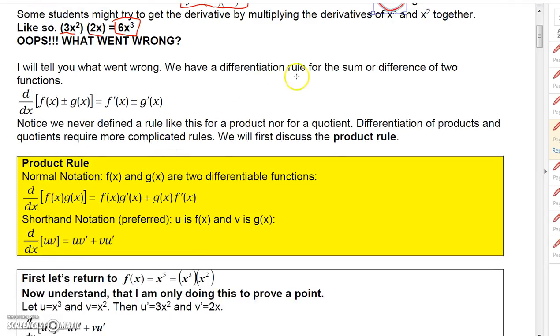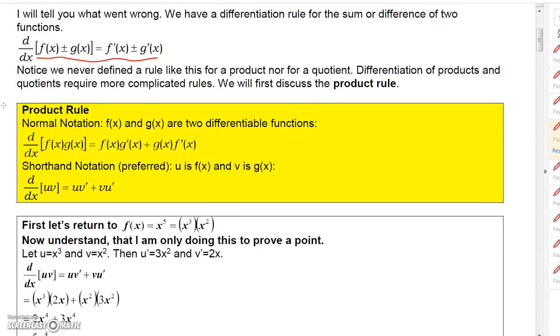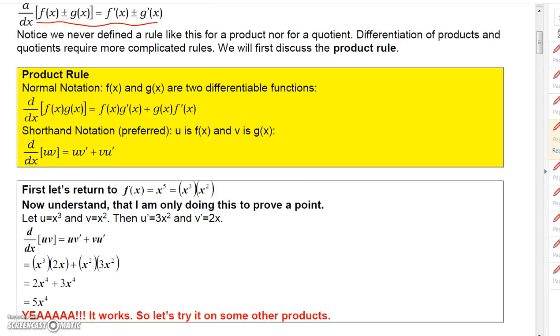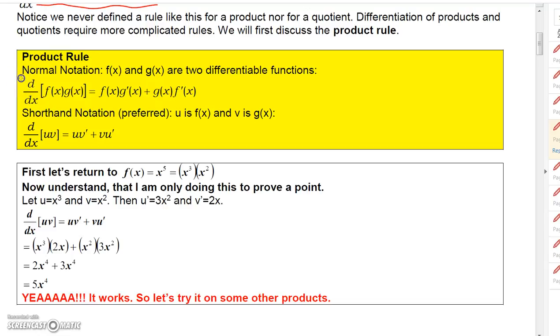You have a differentiation rule for the sum or difference of two functions that's like this. But we never defined a rule for the product nor for a quotient that looked like that. That's because there's a special rule that you have to use for the product. So if you have the product of two functions, f of x times g of x, then what you can do is take the first function times the derivative of the second, plus the second function times the derivative of the first.